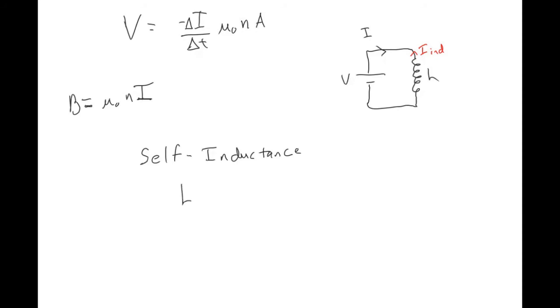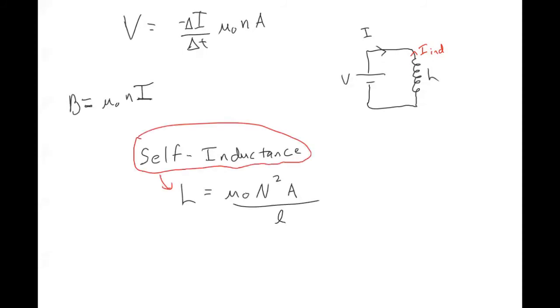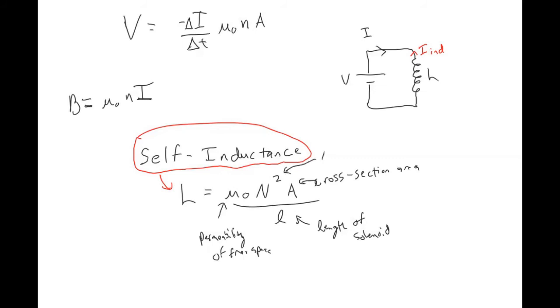We define the self-inductance of a solenoid like this. Where L is the self-inductance, mu naught is the permeability of free space, l is the length of the solenoid, A is the cross-sectional area, and N is still the number of loops.